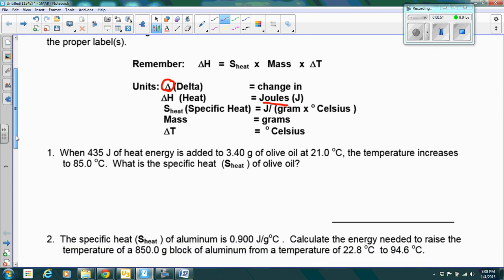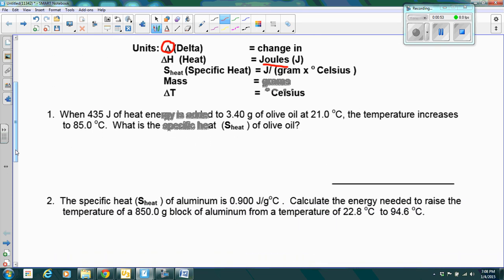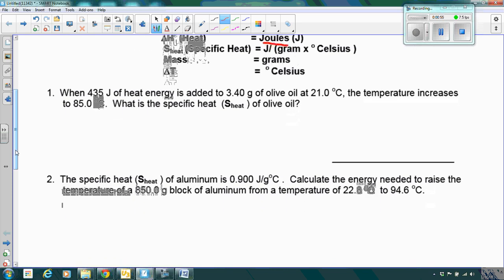Now, you just have to keep those units in mind so you can figure out what the variables are that are being given. The first question says: when 435 joules of heat energy is added to 3.4 grams of olive oil at 21 degrees Celsius, the temperature increases to 85. What is the specific heat of the olive oil?